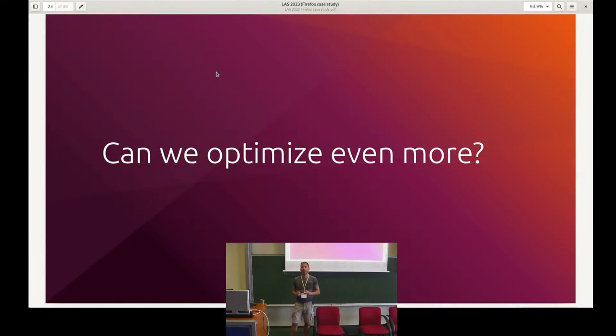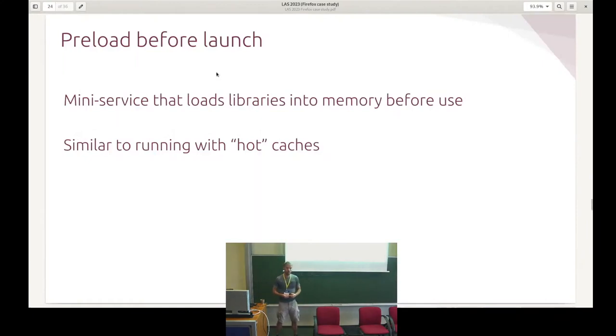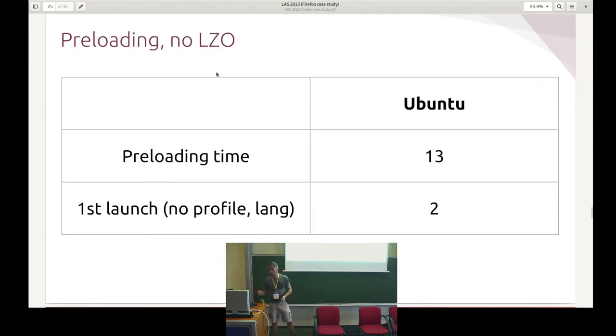Yes, please. I'm thinking that you will be talking something like RAM disks. You know what? You're on a roll. You're getting another chocolate. The answer is not 100% correct, but the thinking is along the same lines. So what this slide says, let's preload everything before launch. We created a proof of concept where you have a startup service that preloads all the libraries that Firefox would need, so that then the numbers look like this.